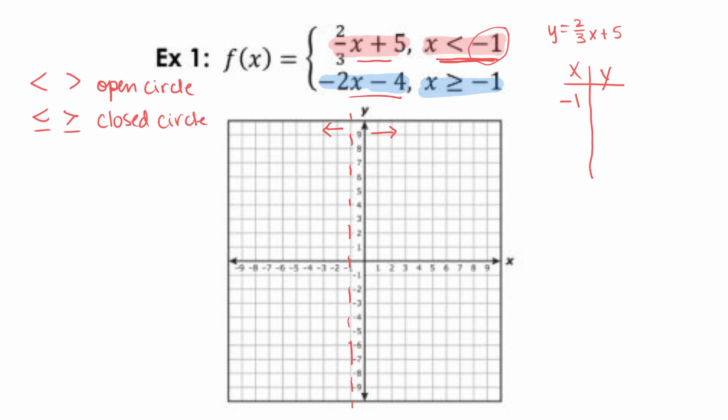Okay, but I still need to find out what the y value is when x is -1. Then pick another point that's less than -1, any x value. So I'm going to choose -4, but again, it could be any x value less than -1. Now we're going to plug those in. If I plug -1 into this equation, 2/3 times -1 plus 5, you can use your calculator to help you, but this would be -2/3 plus 5, so that would be 4 1/3.